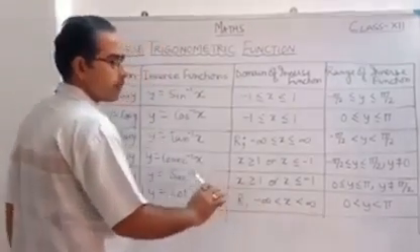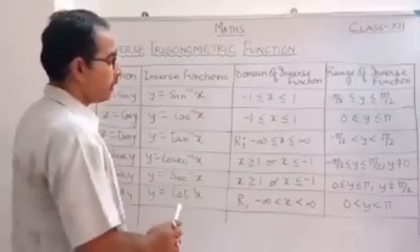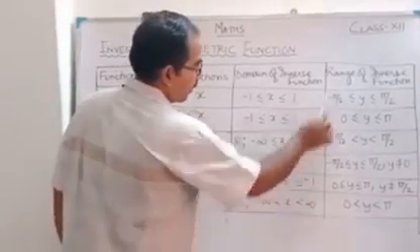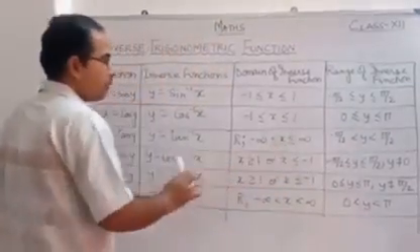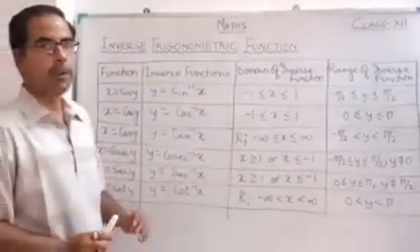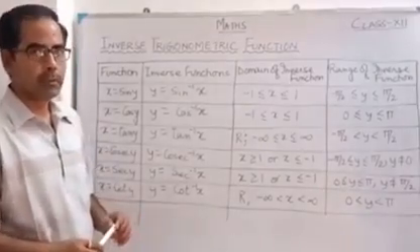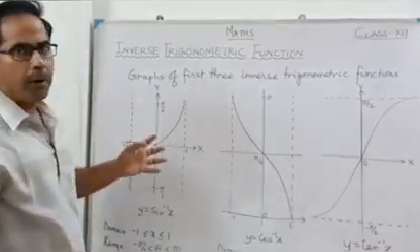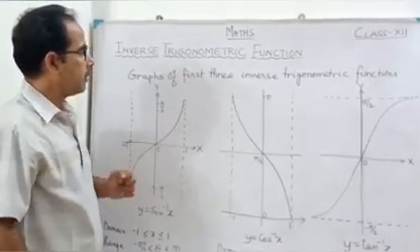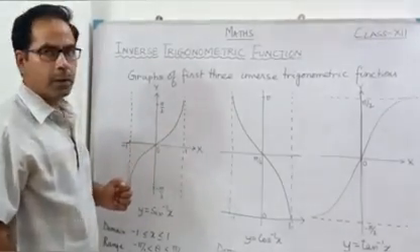That means -infinity and infinity will not lie within that domain. Now range will be 0 less than y less than pi. So if you can write in such a way, it will be quite easier for you to memorize. Okay students? Now I have just taken the first three graphs of the inverse trigonometric function.